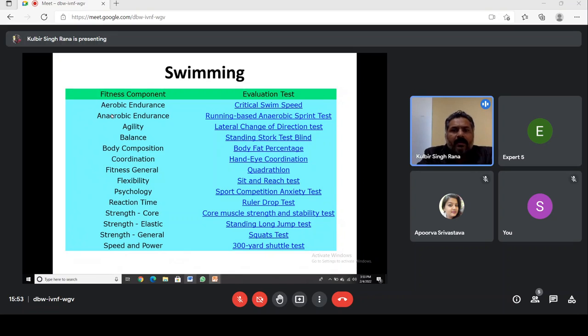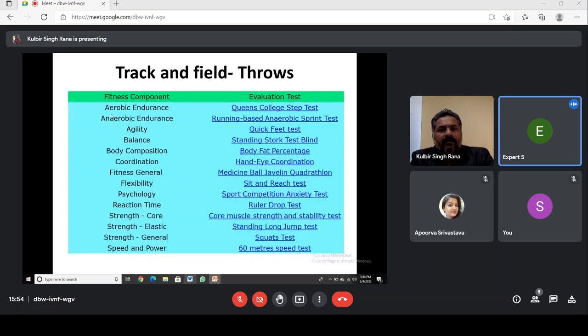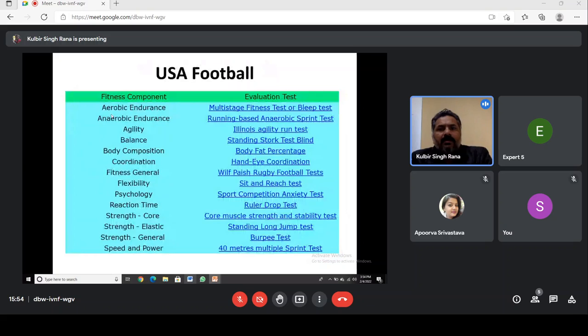And then track and field. For jumping, we have the Queen's test, or sit and reach for flexibility. When it comes to strength, we'll be doing more core strength in jumps, because the core is required very much for jumping, right? And for throws in track and field, these tests will also be done. These are the basic test names. Then we'll discuss each test, how it is done, and the way it will be performed on the ground, right?